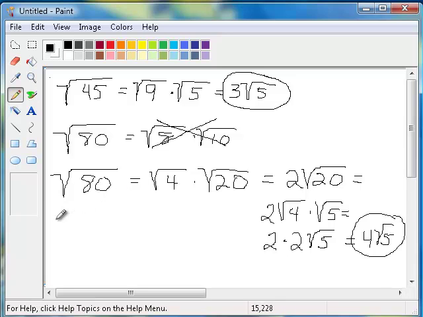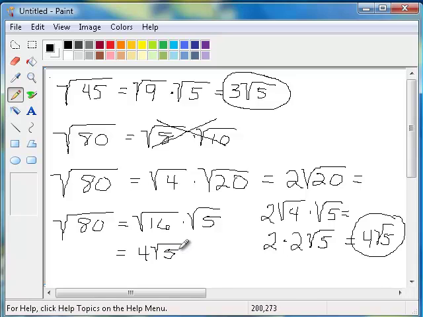Now let me show you a simpler way actually to do this problem. The square root of 80 actually equals the square root of 16 times the square root of 5, because 16 times 5 is 80. Well, the square root of 16 is 4. And of course the 5 needs to stay under the radical sign, and we get the same answer, and we do it a little quicker because we don't have these extra steps.